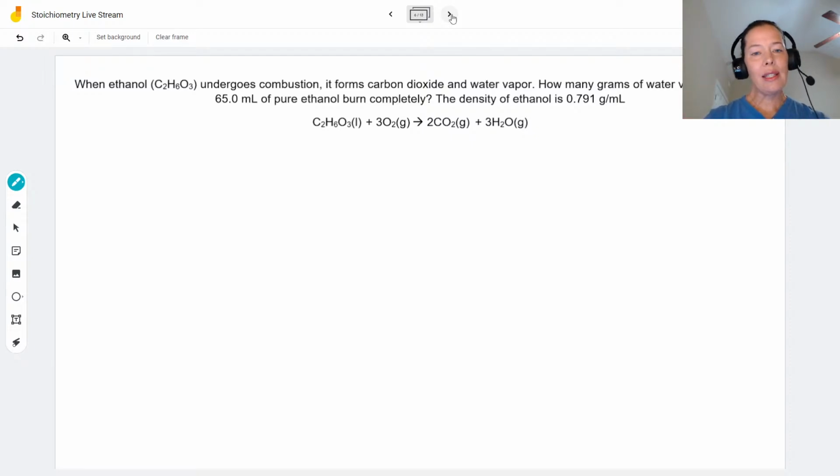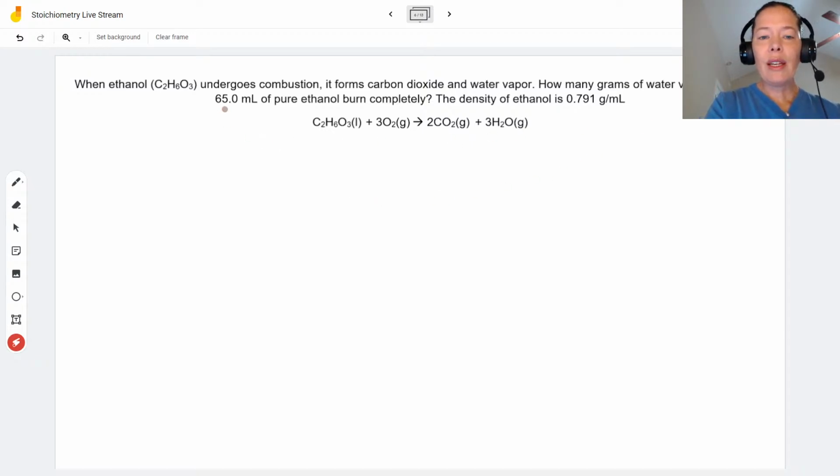So again, this is a stoichiometry problem with a twist. This is one that includes density. So really we're doing a stoichiometry problem where we're going to go from a volume to grams. All right, so again, let's just identify it as stoichiometry. Let's see, we were given 65 milliliters of ethanol, and we are asked about how many grams of water vapor.